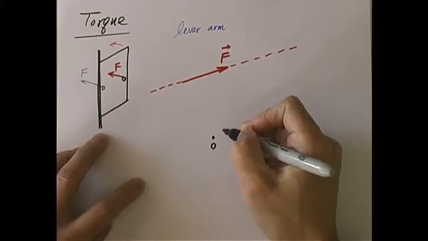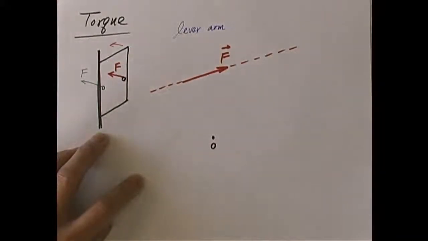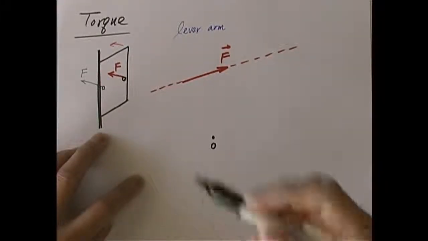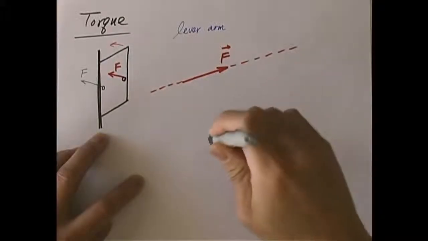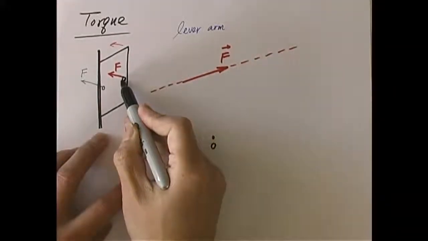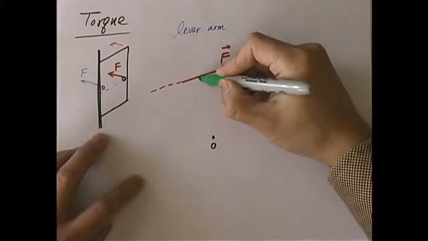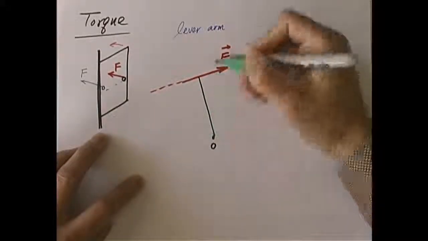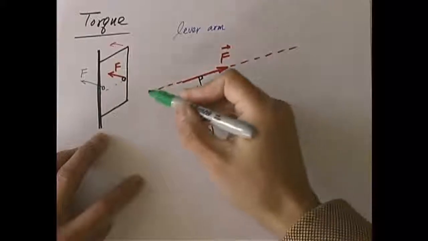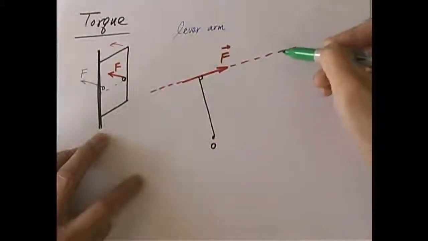If I want to know the effect of this force in causing a rotation about that point, the force alone doesn't tell you the story. You also have to figure out the distance between that axis of rotation and the force, just like here, the distance between the force and the hinge. So let me draw that distance out. It's the perpendicular distance from that point of interest, or the rotational axis, to the line of action.